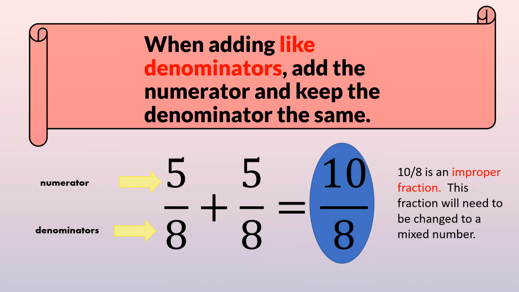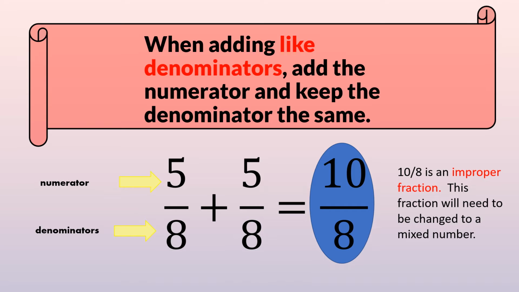Here is another problem. When adding like denominators, add the numerator and keep the denominator the same. So our equation is 5/8 plus 5/8 equals 10/8. Our numerators that we added together are 5 plus 5, which gave us the 10. Our denominators are 8 plus 8, which gave us 8. Remember, keep the denominators the same.